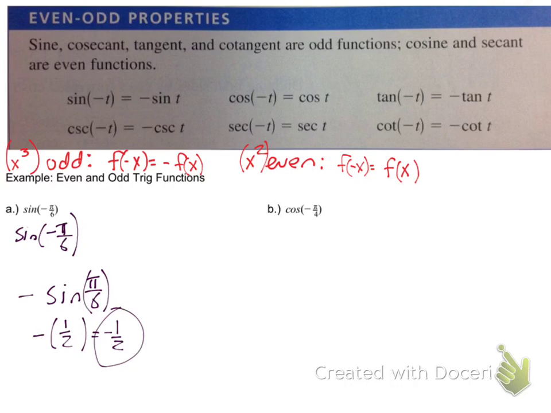Kind of like that. What about cosine of negative pi over 4? Cosine, though, is even. So the negative disappears. You can ignore it. So it's the same thing as cosine of pi over 4. And I would also say that every one of us should know the sine and cosine and tangent of pi over 4. Square root of 2 over 2. Done.